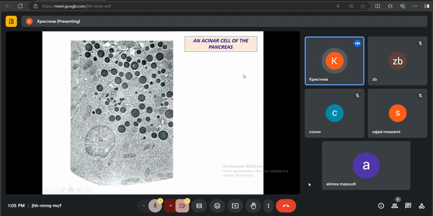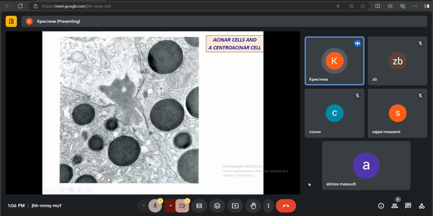Another example of the acinus of the pancreas, here we see one such acinar cell. It has a lot of rough endoplasmic reticulum and granules filled with proteins. This is why they are dark stained. They are granules with zymogens. This is the lumen of the acinus.